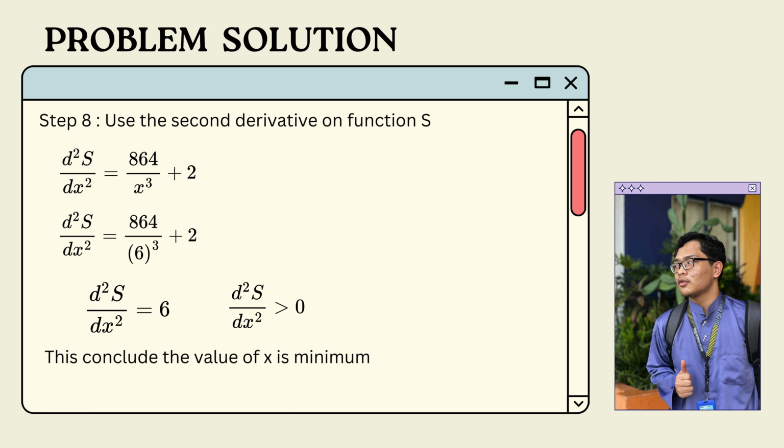When applying the second derivative, what we need to focus on is the result of the substitution, whether it is greater than 0 or less than 0. If it is greater, the dimensions we got give a minimum value. If it is less, the value is a maximum value. Okay, after applying the second derivative, we got the result 864 over x cubed plus 2. By substituting 6 into the function, we got the result 6, which is greater than 0. This concludes that the value of x gives a minimum.